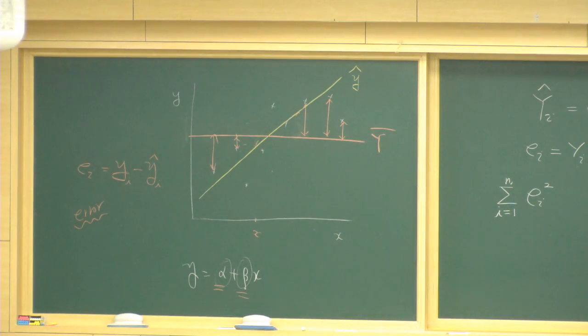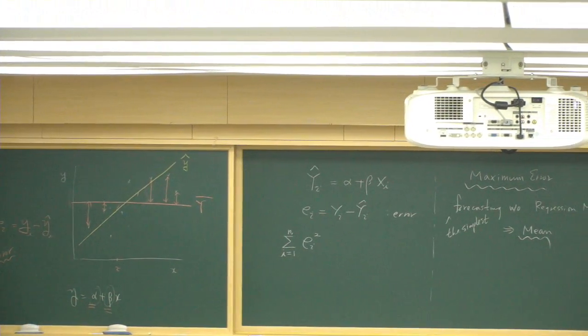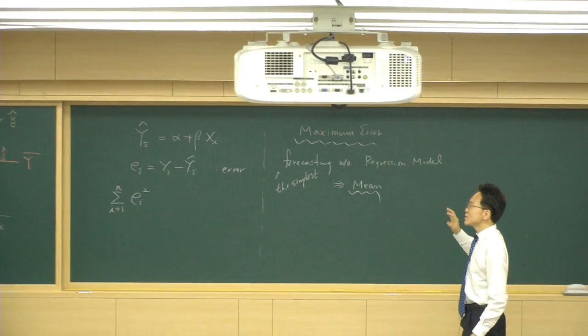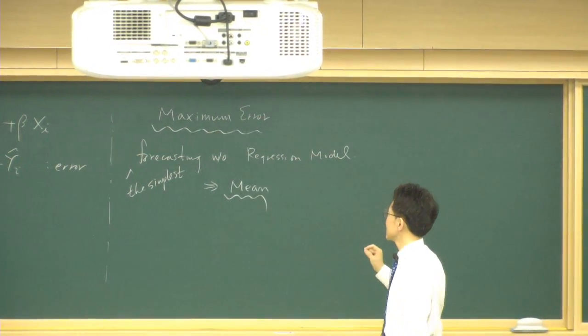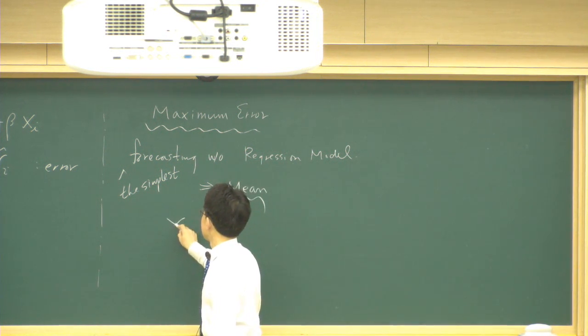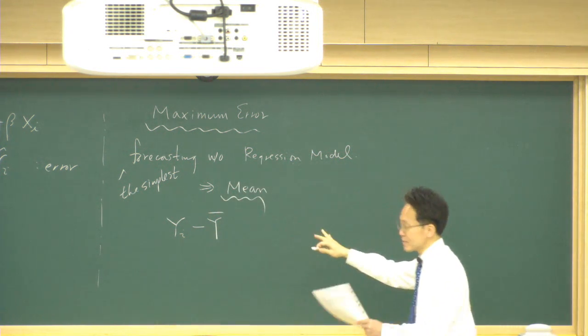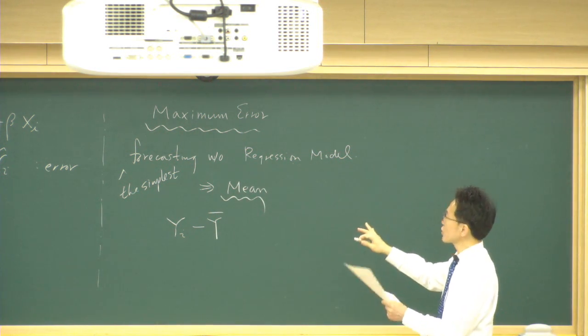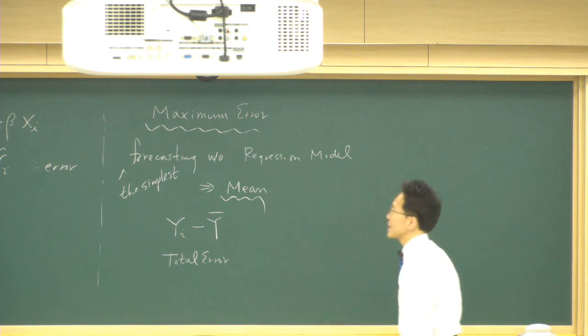So when I don't have any statistical tools, the simplest forecasting I can make is the mean value. And therefore, yi minus y bar, that's the maximum error I will make. That's the total error I make. Let's say that's total error. Or I can say that that's my maximum errors.